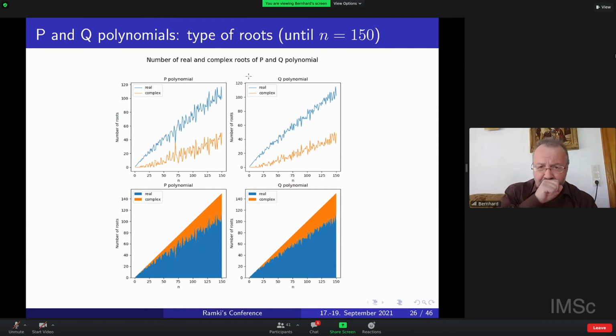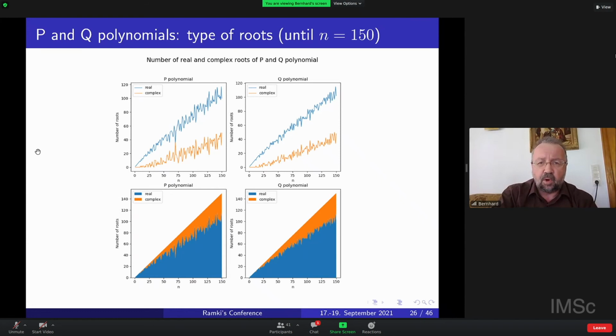Here's just an overview on the percentage of complex roots and real roots. So it's like 2/3 real roots and 1/3 complex roots, and similar for the p version and for the q version. And again, the idea is to prove something for the q polynomial first, and then transfer it to the p polynomial.